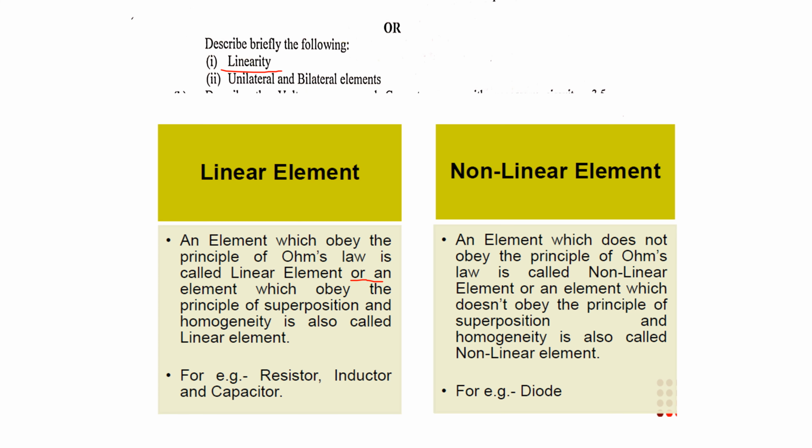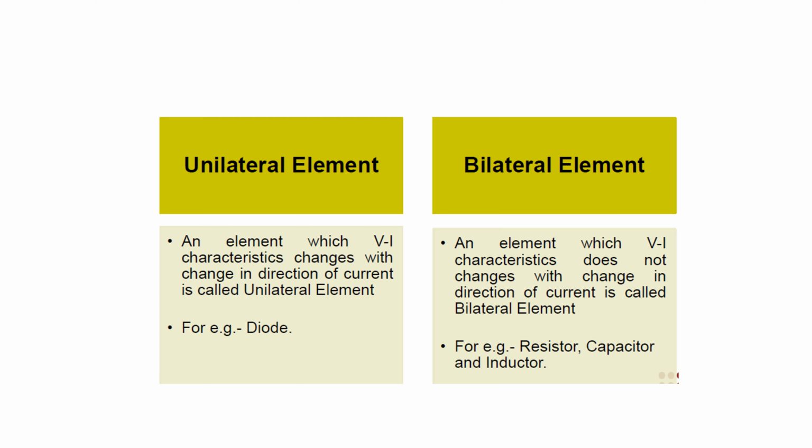And next one is unilateral and bilateral. Unilateral: an element whose VI characteristic changes with a change in the direction of the current is called unilateral. The example of this is a diode. Then mark a divider and write bilateral: an element whose VI characteristic does not change with a change in the direction of current is called a bilateral element. For example, resistors, capacitors, and inductors. As you can see, a diode follows the unilateral condition, so you have to give the examples accordingly.